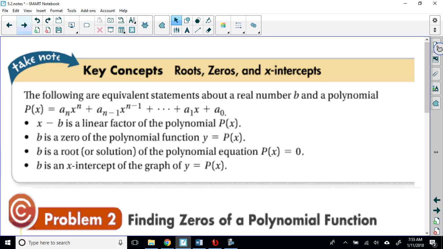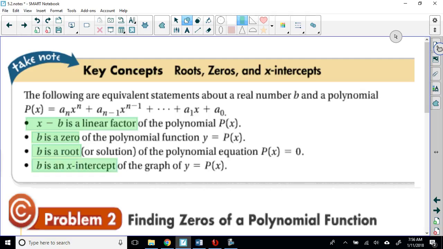And it's actually shown right here in this key concept box. Okay. It's probably not a bad idea to write down the bullet points. You don't need to rewrite what a polynomial is, but I would make light of these facts. X minus b is a linear factor. B is the 0. B is a root. B is an x-intercept.